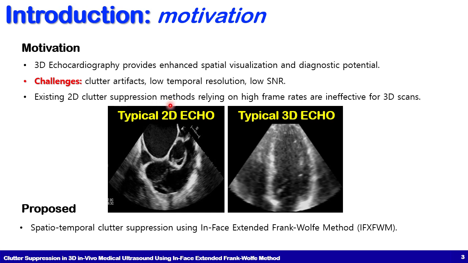So to remove the clutter in 2D, we have various methods, and these methods rely on the assumption that you have a high frame rate. The techniques that are designed for 2D are often unsuitable for clutter removal in 3D because of the incorrect assumption of a high frame rate. To deal with this, we design a spatiotemporal clutter suppression technique using the in-phase extended Frank-Wolfe method.